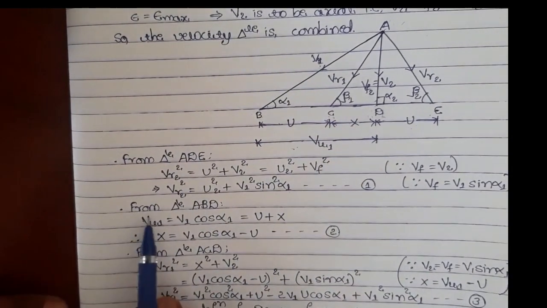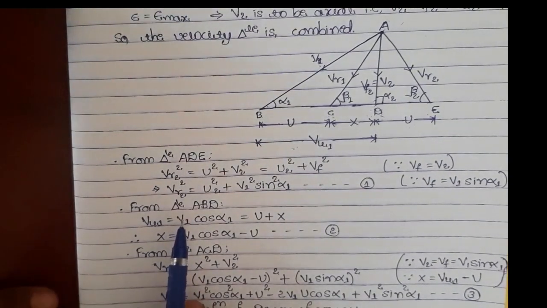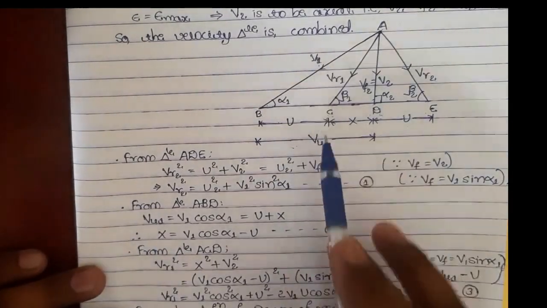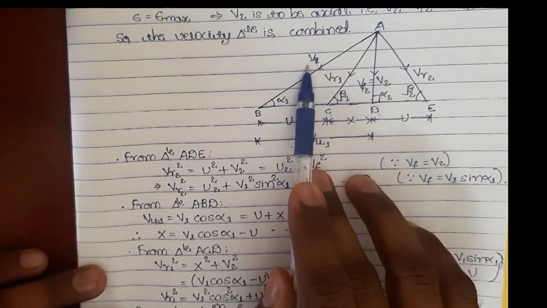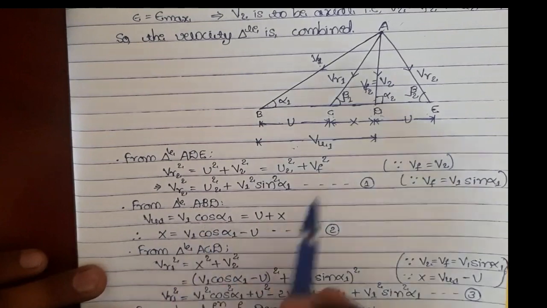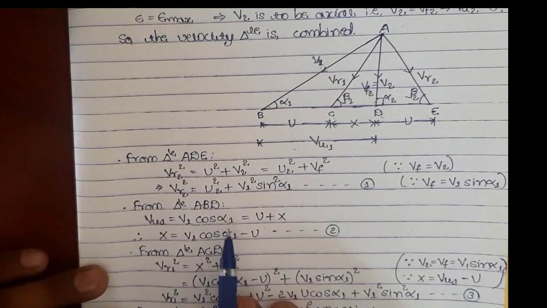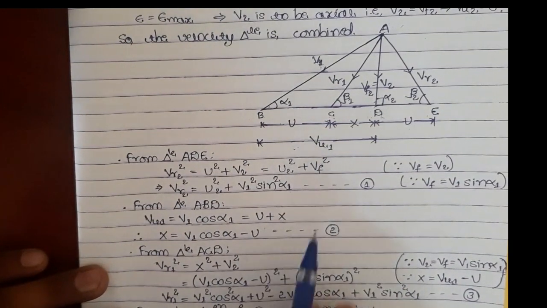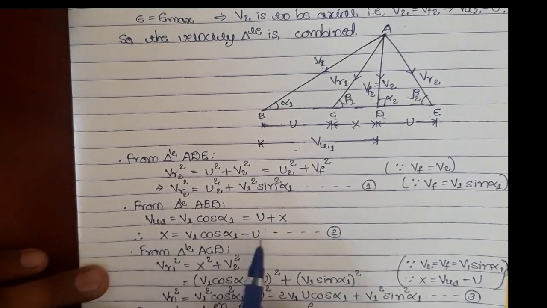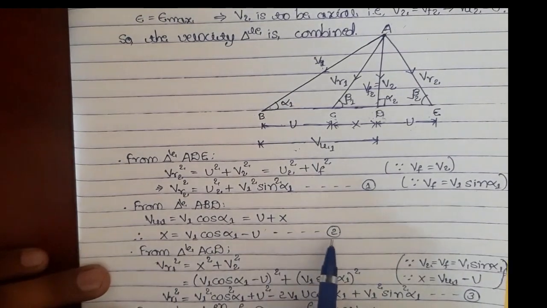Next, proceeding to the next step, considering the triangle ABD, which itself is the inlet velocity triangle. What is VU1? Obviously we know that it is V1 cos alpha 1, according to the triangle rules. But as I told you, VU1 is U plus X, isn't it? So let me modify this. X is V1 cos alpha 1 minus U, isn't it? Let this be equation number 2.